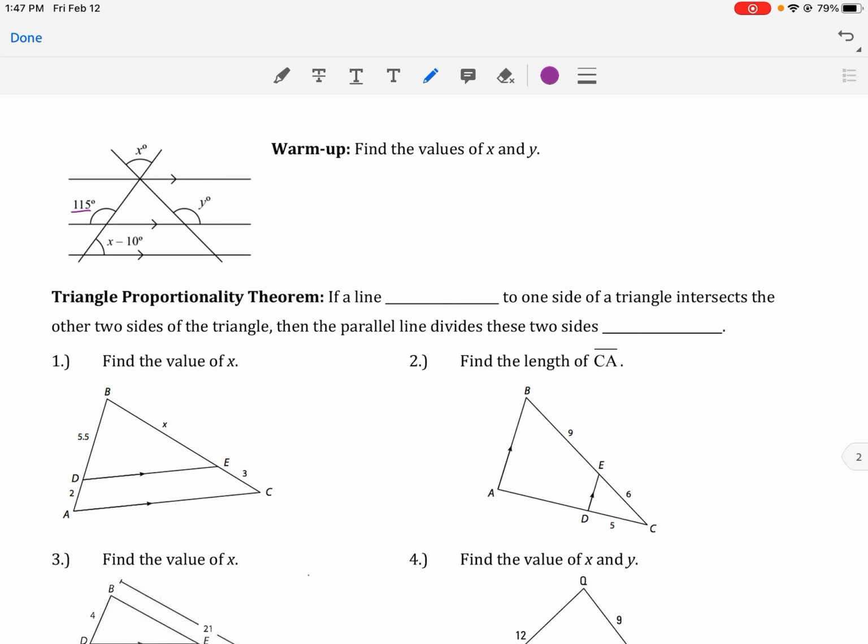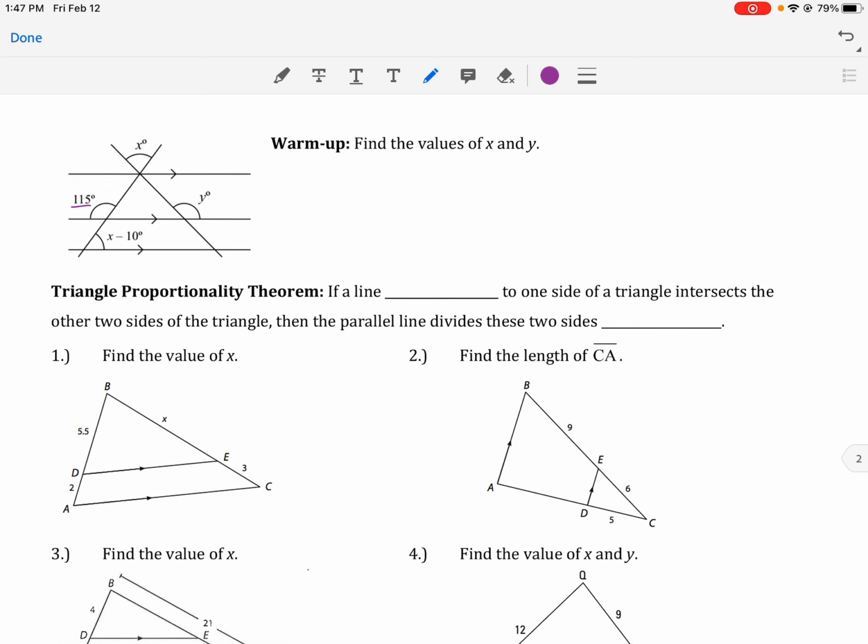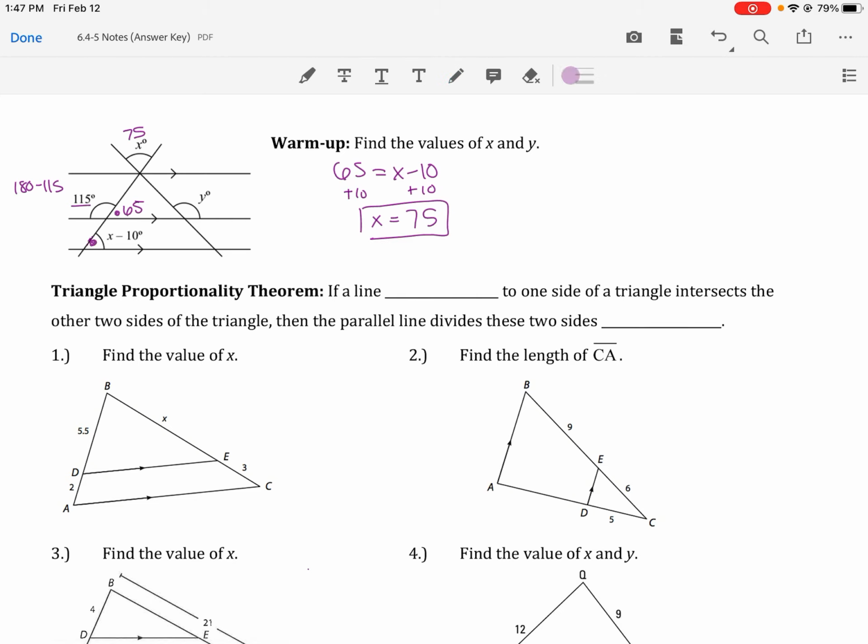Or I think in my class, they actually saw, hey, this angle right here, and they said, well, if I do 180 minus 115, I get 65. So this is 65. Hey, if that's true, then this angle here would also have to be 65. So it's x minus 10. We add 10 to both sides. We get that x is 75, which helps us because then we can label this top one as well.